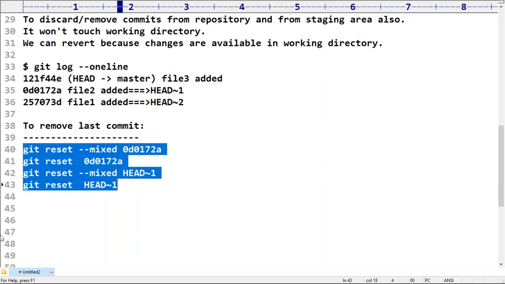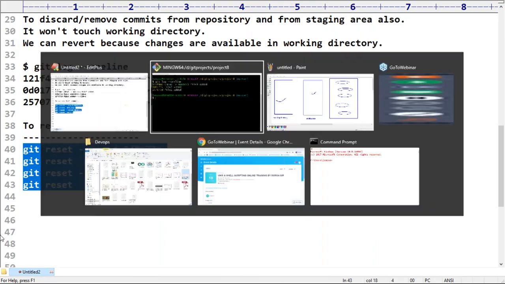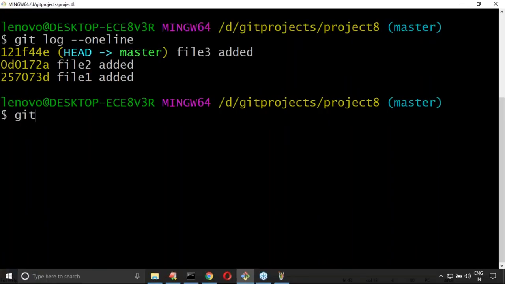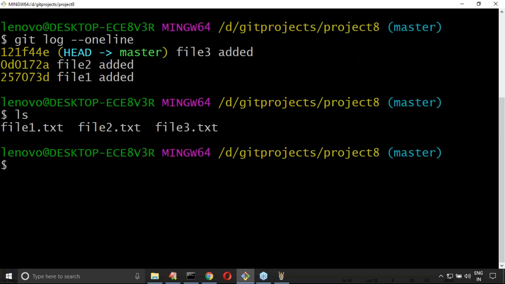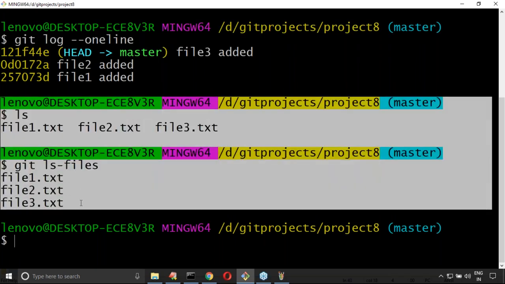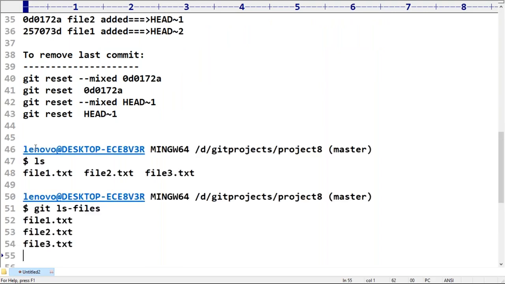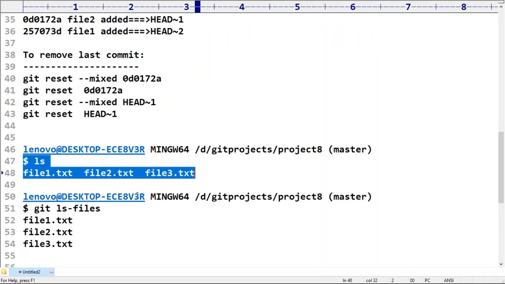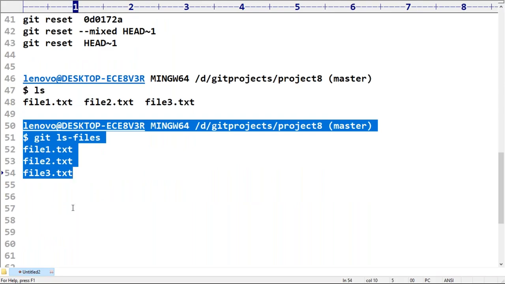Please take special care. Friends, is everyone in a position to understand clearly? Now let me use any command, but before that, let me cross check. ls, three files are there. git ls-files, in the staging area, how many files are there? In both areas these files are there. The working directory contains three files, and the staging area also contains three files.